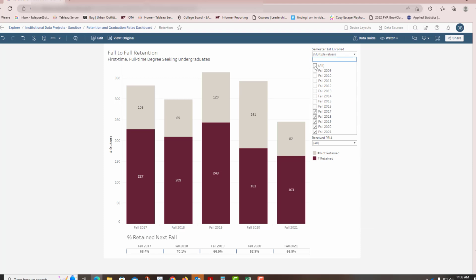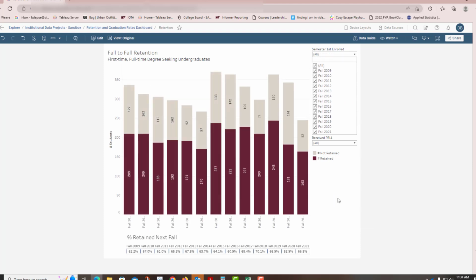Said we have this for multiple years. If I do all, bars get really small, but you can look at it longitudinally that way.